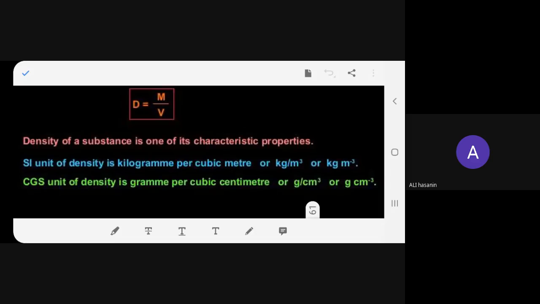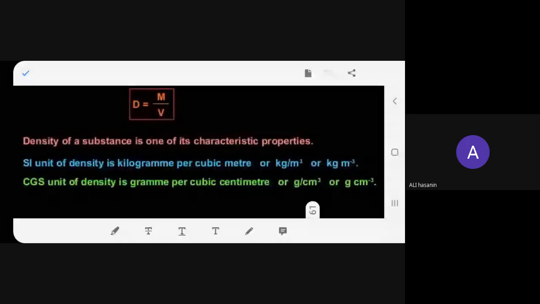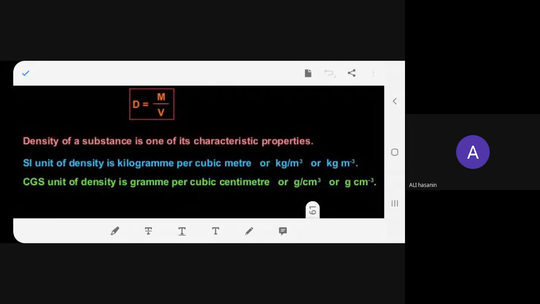Density of a substance is one of its characteristic properties. The SI unit of density is kilogram per cubic meter, or kilogram per meter cube. Read meter like cube. Or kilogram per meter minus 3. Okay? This is how you have to read it out.